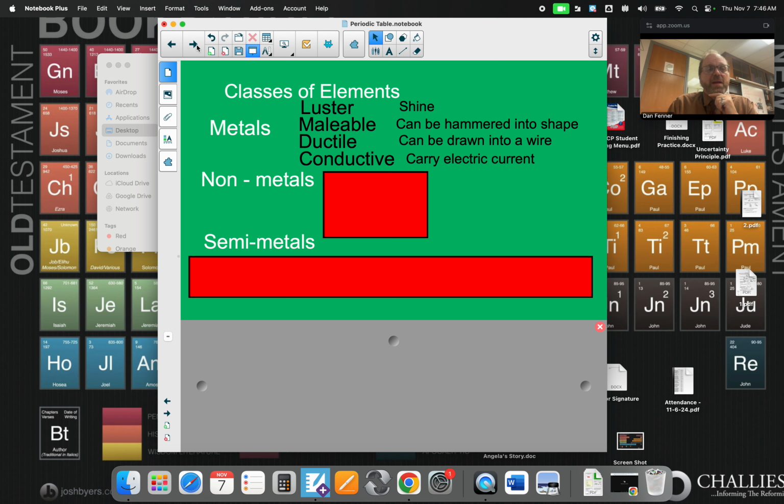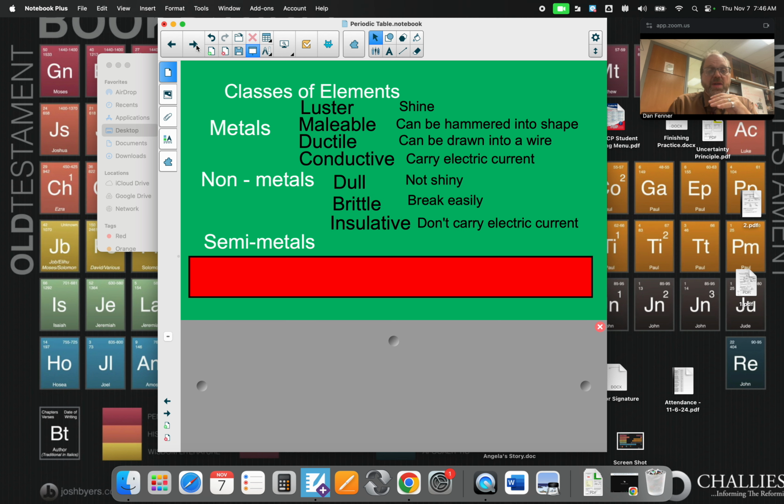Second, the characteristics of a nonmetal. Well, they're going to be the opposite of metals. So nonmetals are dull. They don't shine. They're brittle. If you hit them, they'll break in many places. And they're insulators. They don't carry electric current, or they don't carry it very well at all. Now, what are semi-metals or metalloids?